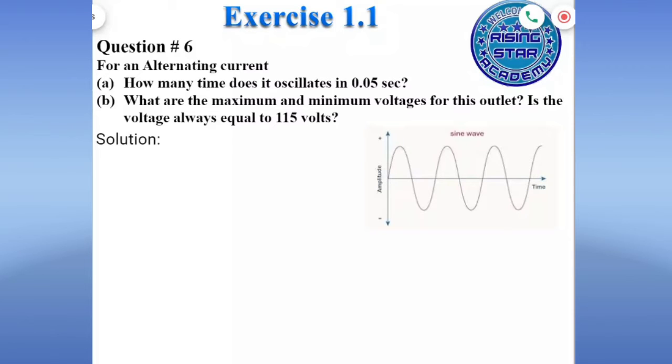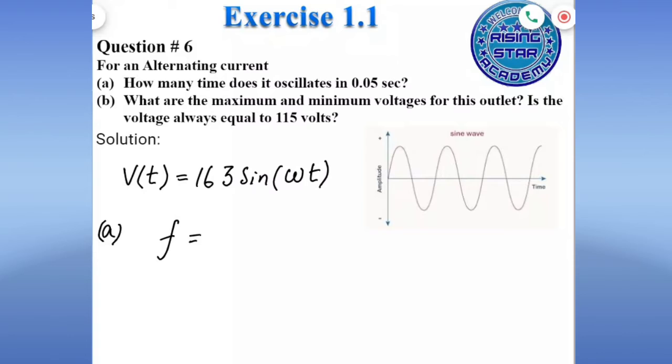So let's solve it. Okay, here in this question, we know the equation of voltage, that is in general form Vt is equal to 163 sine of omega t. The omega is the angular velocity over here. So generally for part A, we know that the frequency for the voltage that is coming to our homes is 60 hertz.